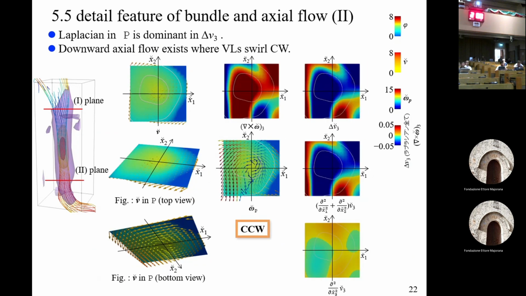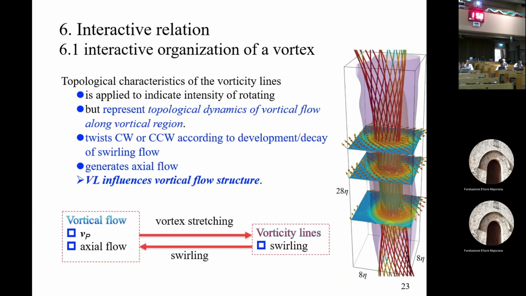So if vortex lines rotate counterclockwise, it's a downward axial flow.